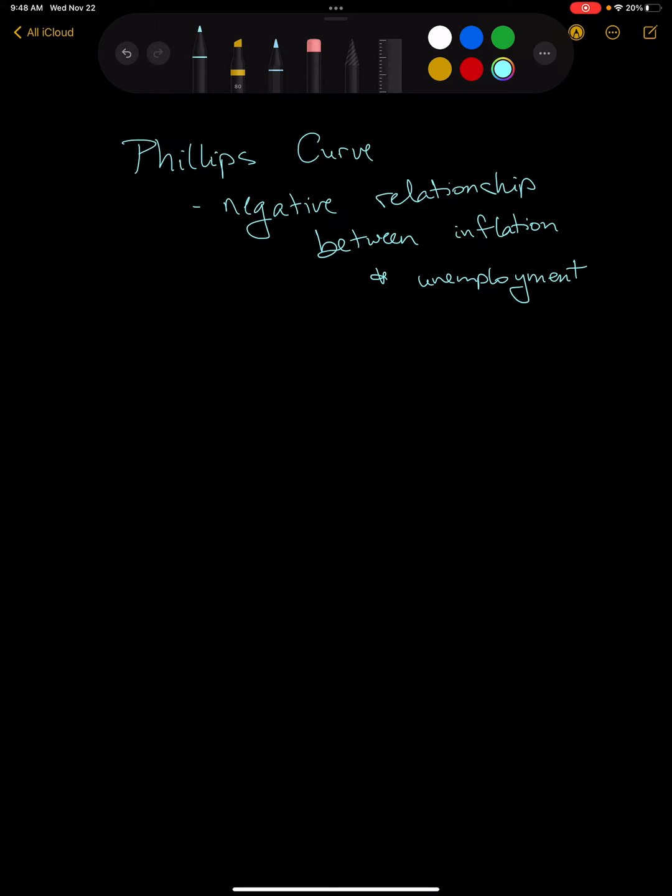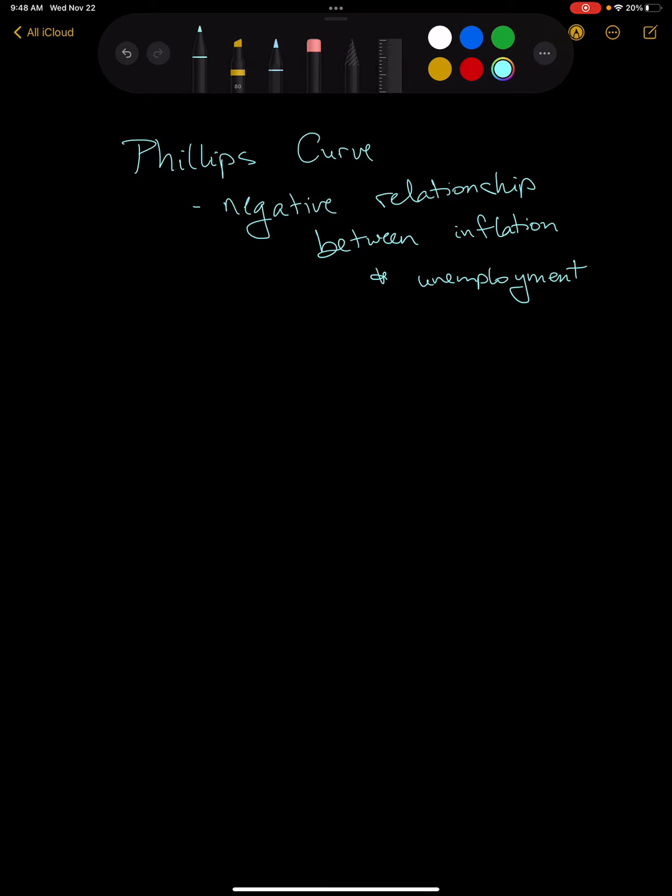So what is the Phillips curve? It's basically a model that suggests that there is a negative relationship between inflation and unemployment. So watch for the word negative, watch for the word inverse. It just means that as one goes up, the other tends to go down. So where does it come from?